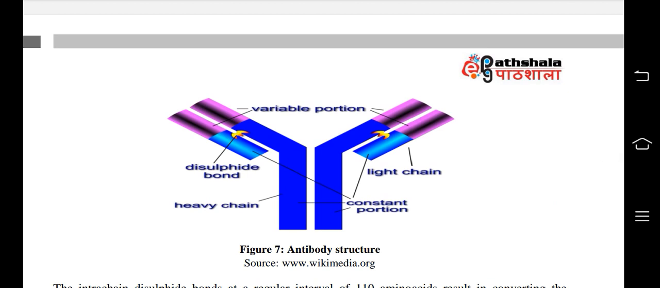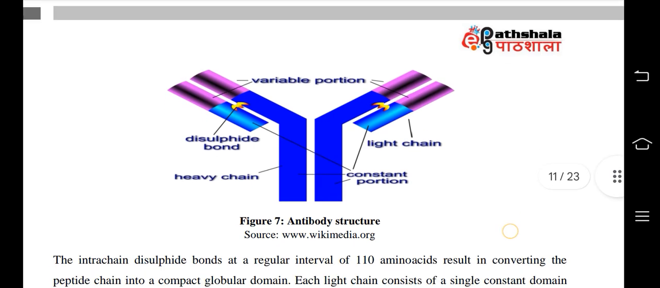So this is a structure, antibody structure. Variable portion, you could see disulfide bond is also there. Heavy chain, constant portion, light chain. Variable portion, constant portion, disulfide bond, heavy chain, light chain. Okay.